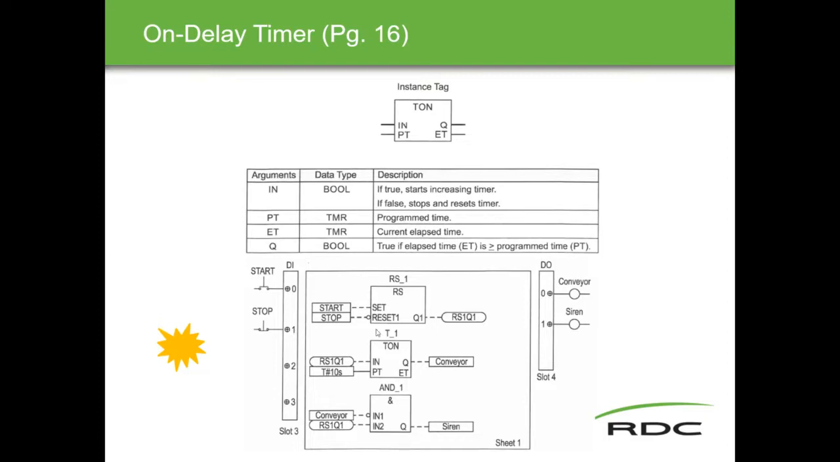As soon as we press the start button, the conveyor is not running until the 10 seconds elapses, which turns on Q. And then it becomes running. And then this becomes untrue and the conveyor will start. Clear as mud?